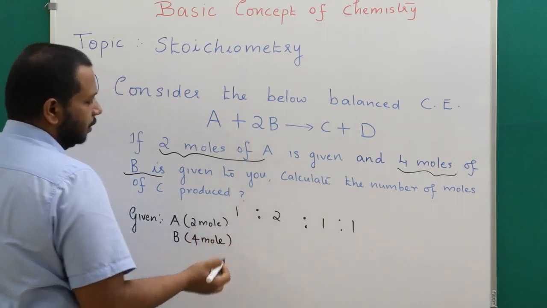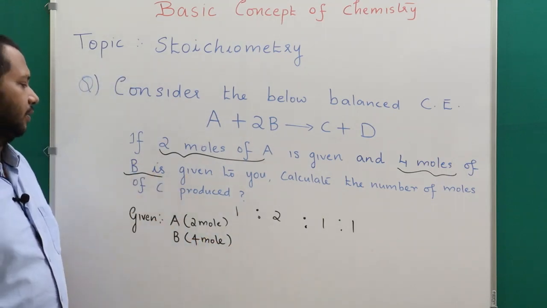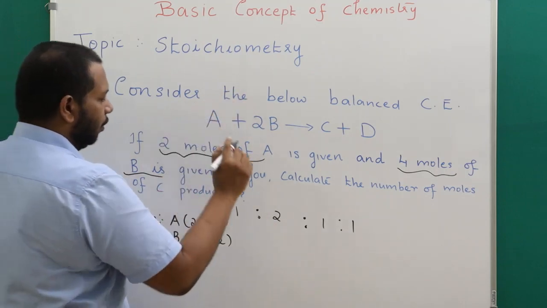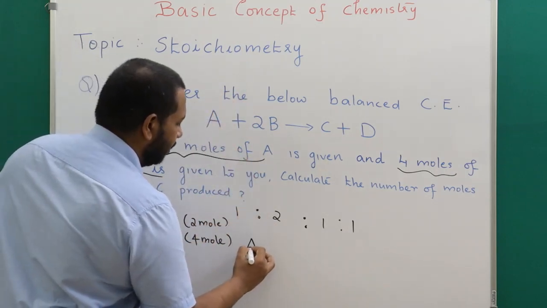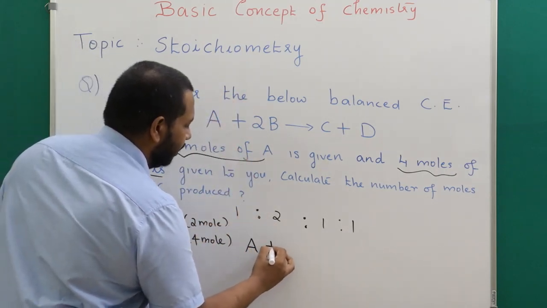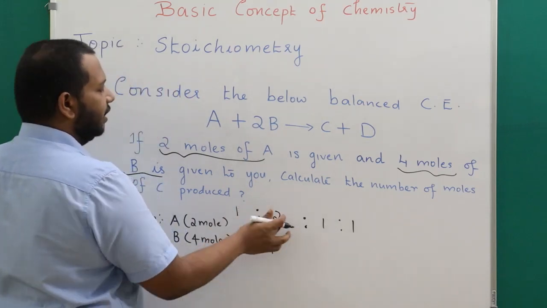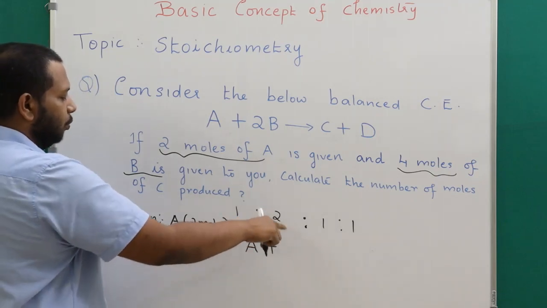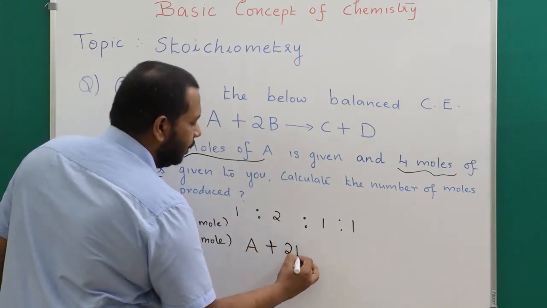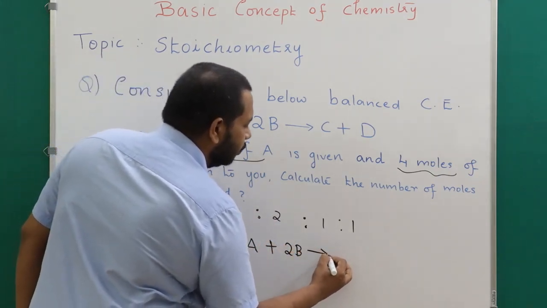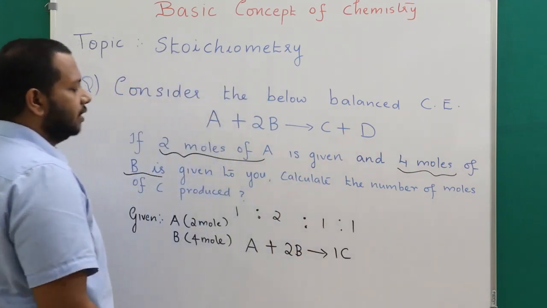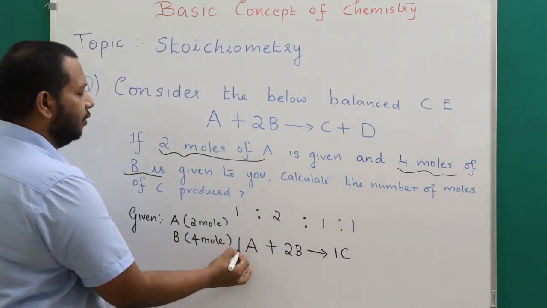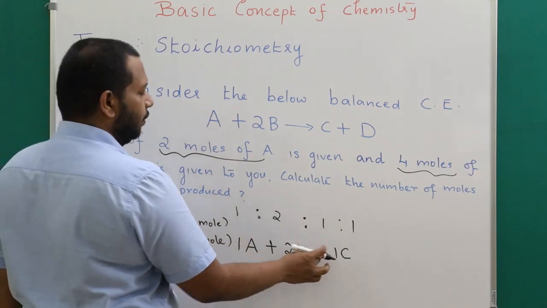Okay. Now we will start analyzing the question. So I have taken 1 mole of A. Now tell me, 1 mole of A needs how many moles of B to produce 1 mole of C? You know that from this, 2 moles of B is needed. So I have taken 2B. Now what can you produce? 1 mole of C. Correct? So I have taken initially 1 mole of A with 2 moles of B to produce 1 mole of C.